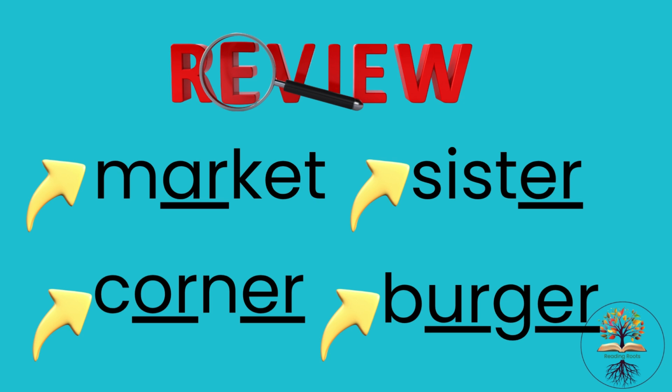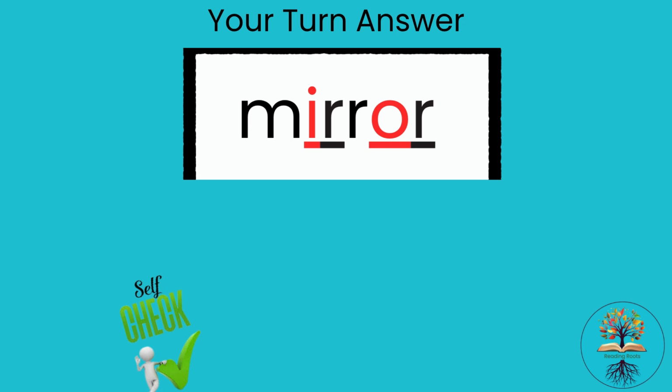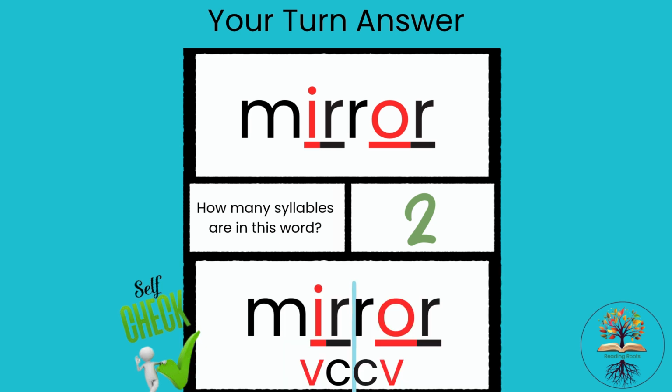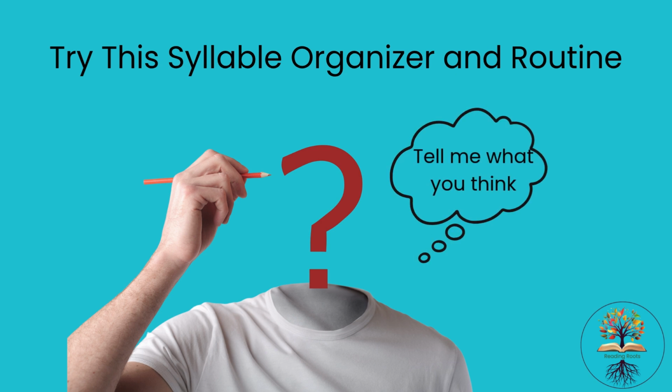Let's review the words we divided and blended together. The words are market, sister, corner, burger. Your turn. Look at this word, identify the vowels, the consonants, and tell me how many syllables it has. You're right, it has two syllables. Where do we need to divide it? Well, I have an R-controlled vowel in the first syllable and an R-controlled vowel in the second syllable, and I divided it between the two consonants. So the word is mirror. Try the syllable organizer and routine and tell me what you think.